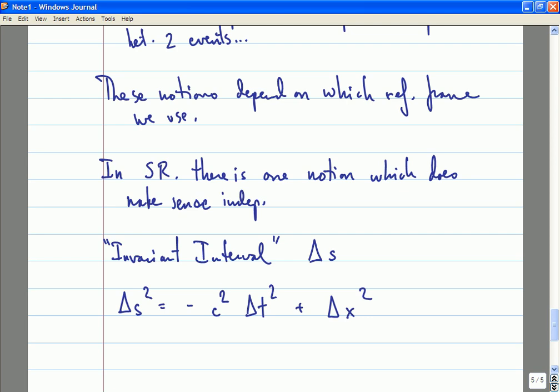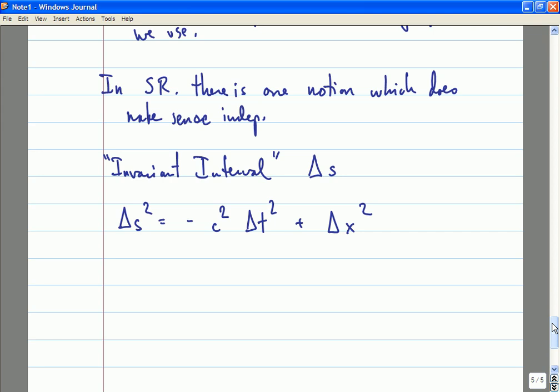So, raise your hand. How many of you have seen the notion of an invariant interval in your special relativity class? Good. Okay. It's a notion that we will spend perhaps the next lecture reviewing and understanding in greater detail.